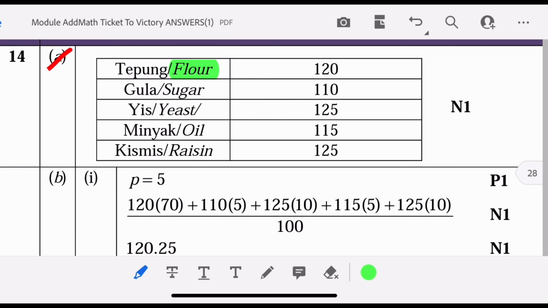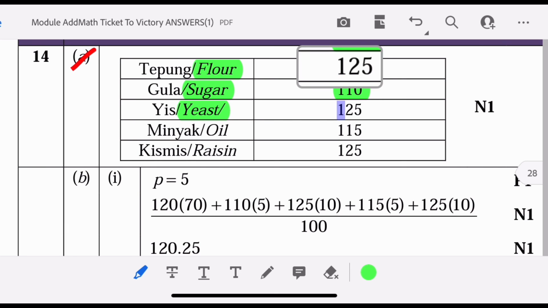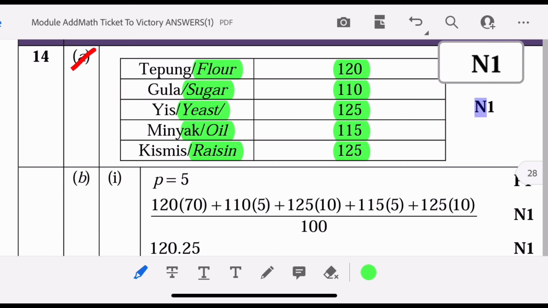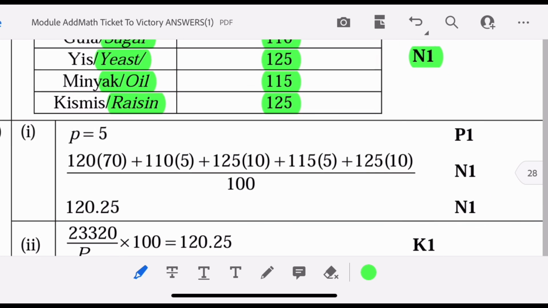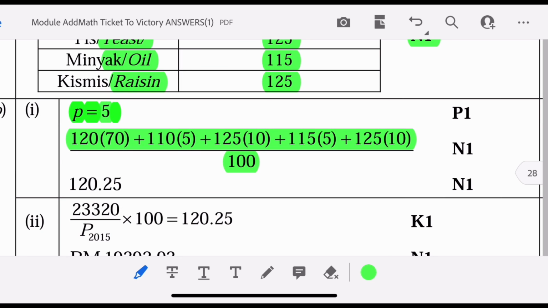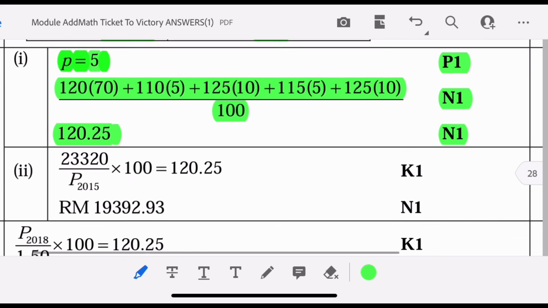For flour 120, sugar 110, yeast 125, oil 115 and resin 125. This is 1 mark. Then for part B, the total percentage is 100, so we found P is 5. Then we find the composite index using the sum of the index times the weightage, item by item, sum up, then divide by the total weightage. So the answer is 120.25. That is how the marks are allocated for B1.